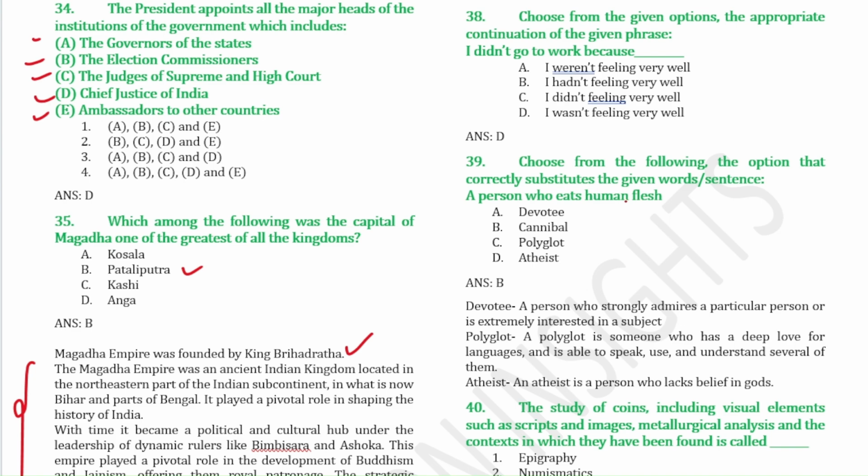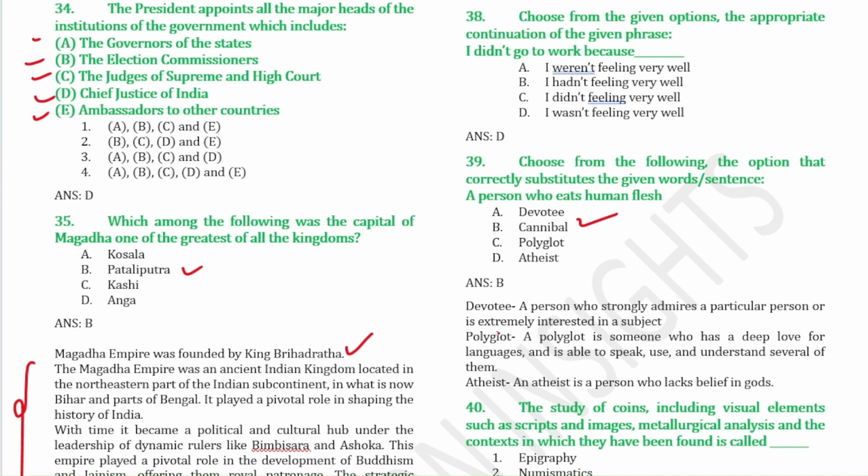A person who eats human flesh is known as a cannibal. Devotee means a person who strongly admires a particular person or is extremely interested in the subject. Polyglot means a person who has a deep love for languages and is able to speak, use, and understand several of them. There's a difference between a polyglot and a linguist.